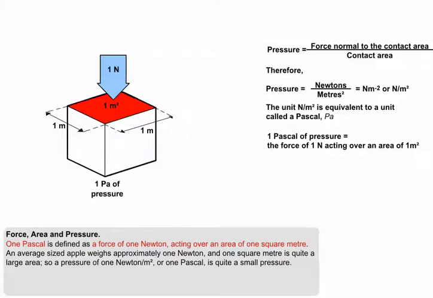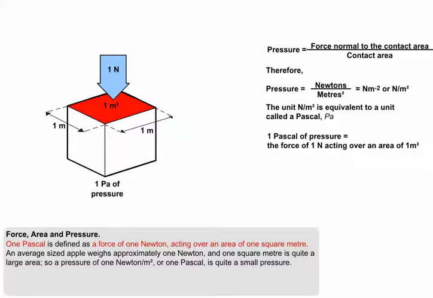Just to illustrate this equivalence, in the measurement of pressure, 1 Pascal is defined as a force of 1 Newton acting over an area of 1 square meter. To help you picture the situation, you may remember from an earlier lesson that an apple was used as an example of an approximate force, or weight, of 1 Newton.